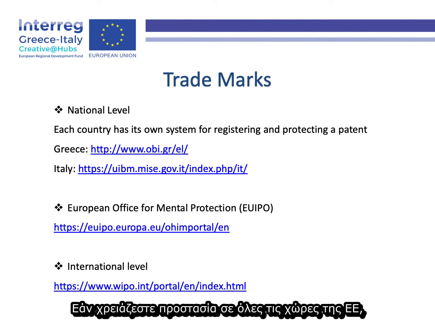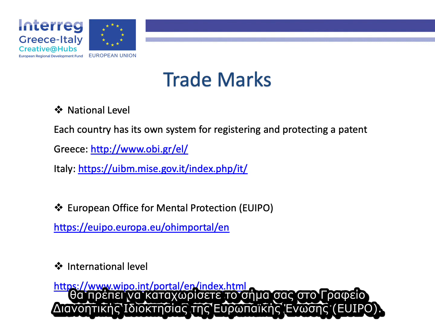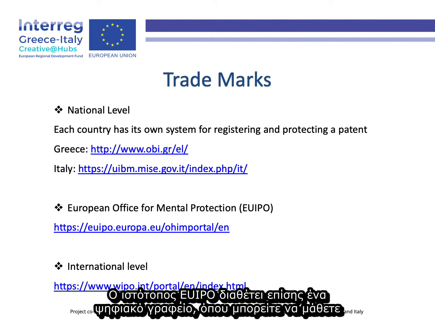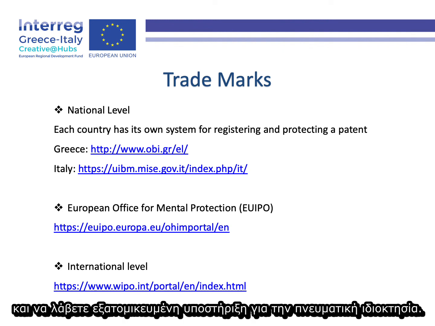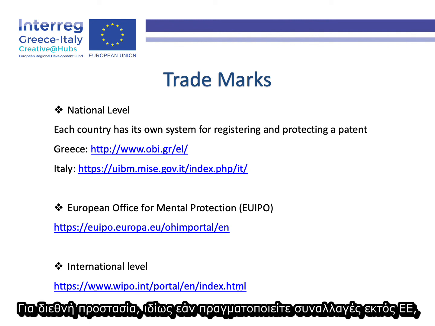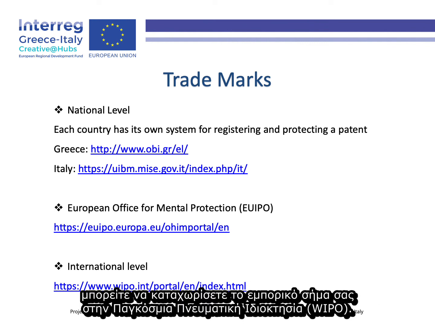If you need protection in all EU countries, you should register your trademark with the European Union Intellectual Property Office. The EU IPO website also features a digital office, where you can learn more about trademarks in the EU, and get personalized support on intellectual property. For international protection, in particular if you trade outside the EU, you can register your trademark with the World Intellectual Property Organization.